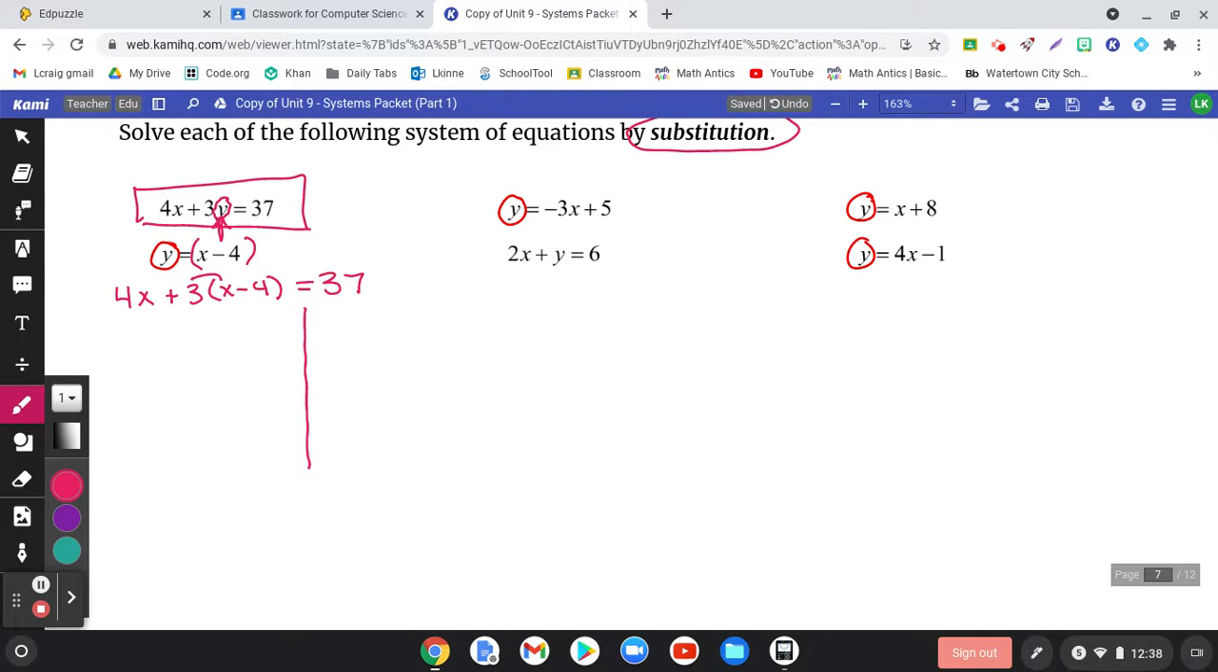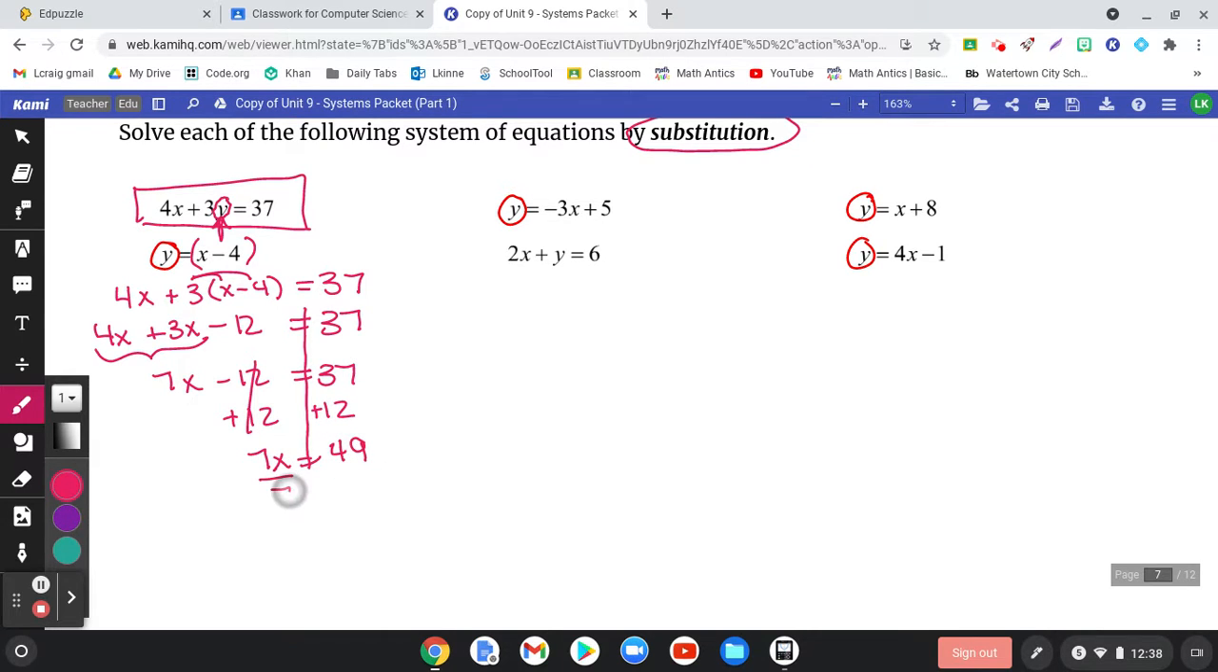So we have to distribute. I'm just going to bring my 4x down. 3 times x is 3x. 3 times negative 4 is negative 12 equals 37. And then solve. So we have 7x minus 12 equals 37. Add 12 to both sides. 7x equals 49. Divide by 7. So x would equal 7.